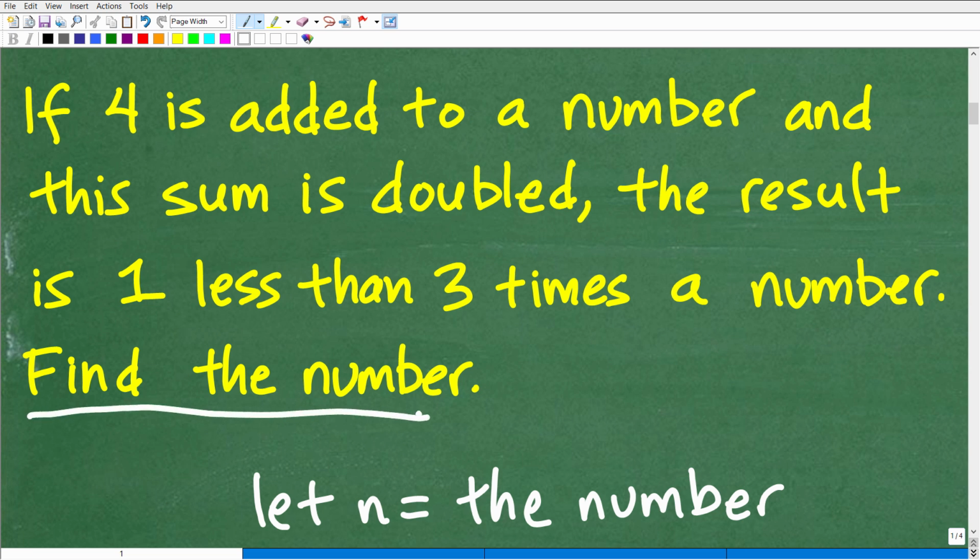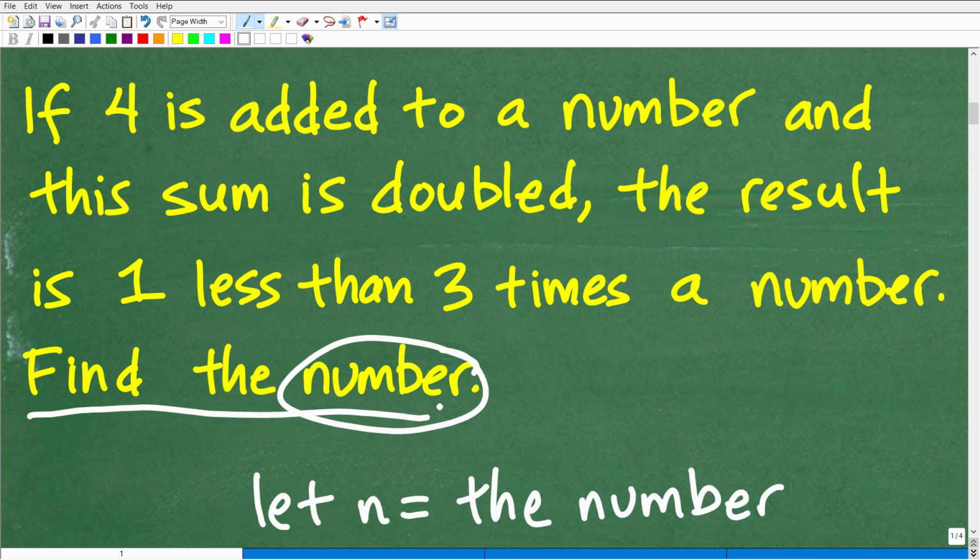All right, so we have this number in question, right? So we're looking for a number. We don't know what it is. And I kind of already said that we're going to be using algebra. We have an unknown value, right? So remember, if you're looking for an unknown value, that is a gigantic hint that you will be using algebra.